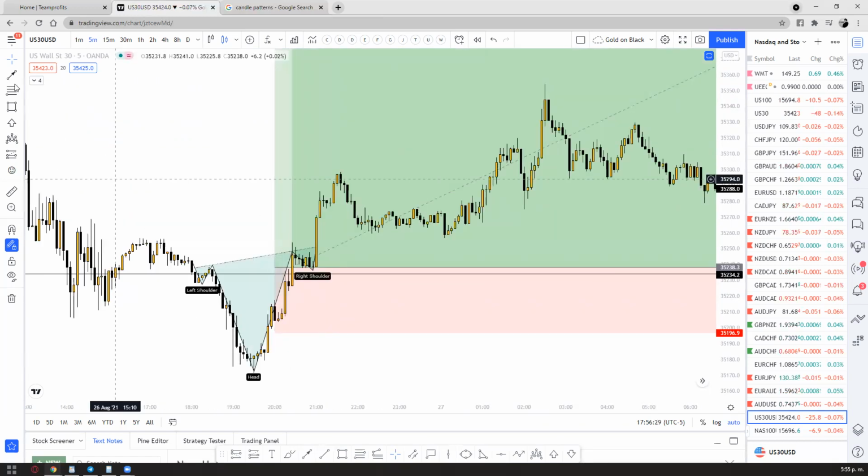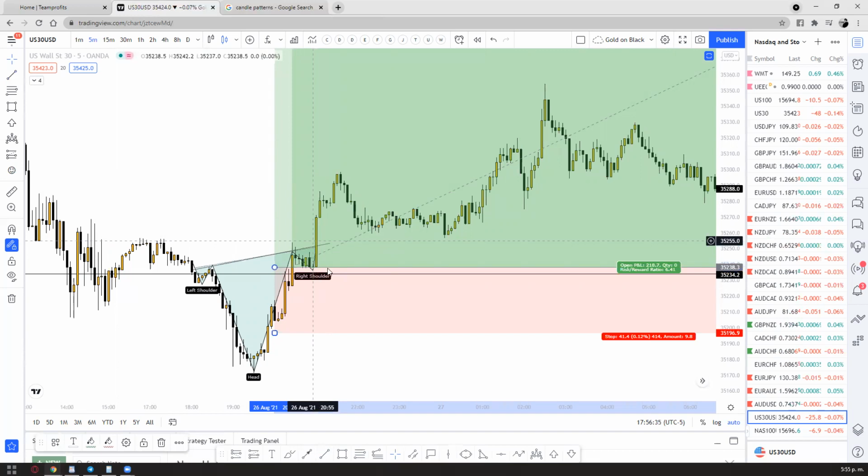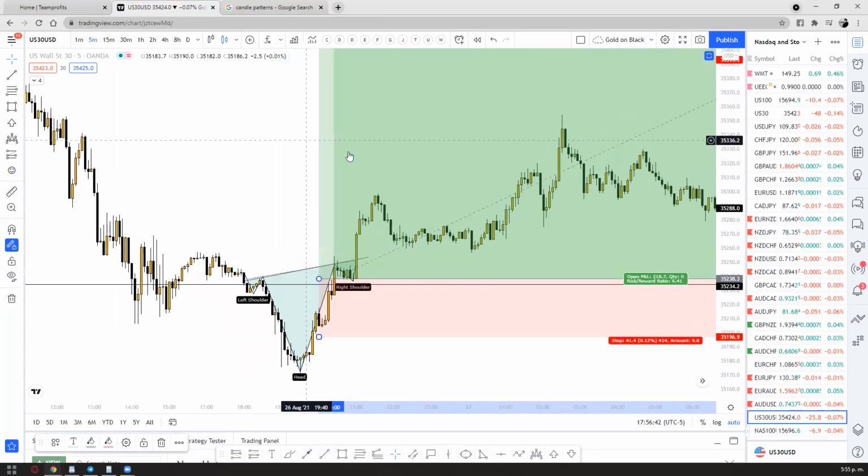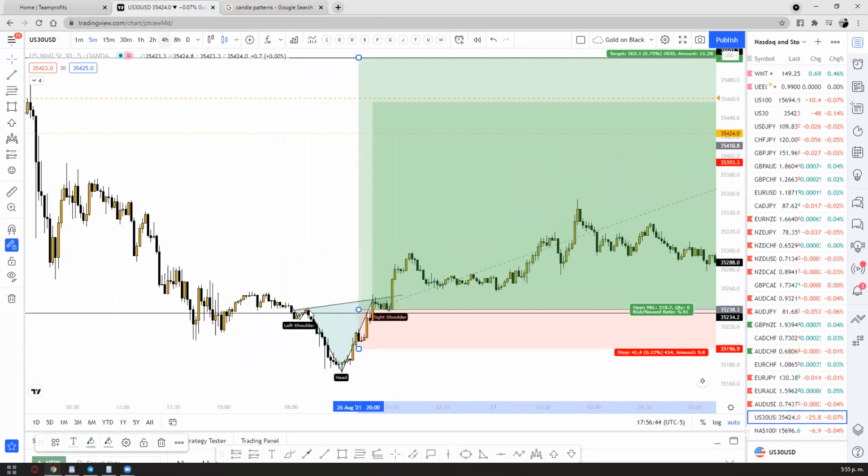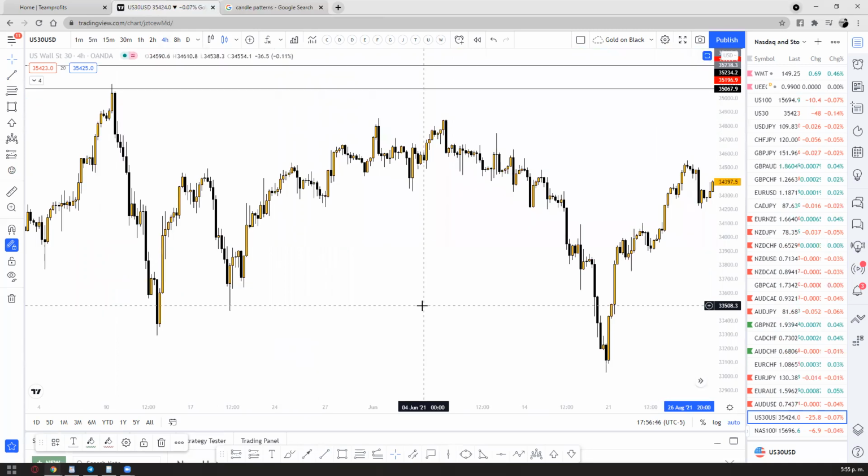So the breakout of the neck, you enter on the breakout of the neck, boom, stop loss below the zone, and that thing just shoots up immediately. So that was a pin bar. Let's see if we can find another type of cool setup at the end.